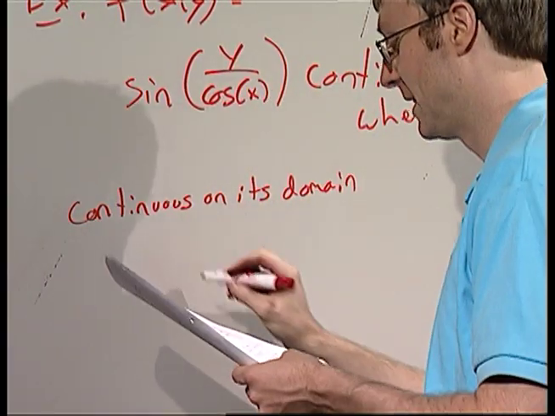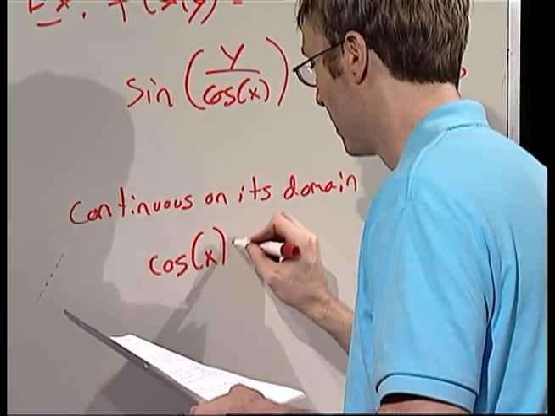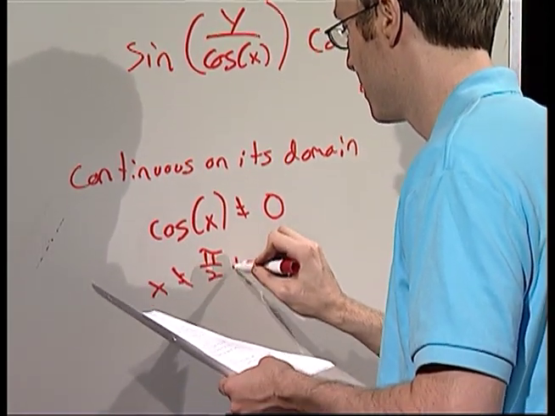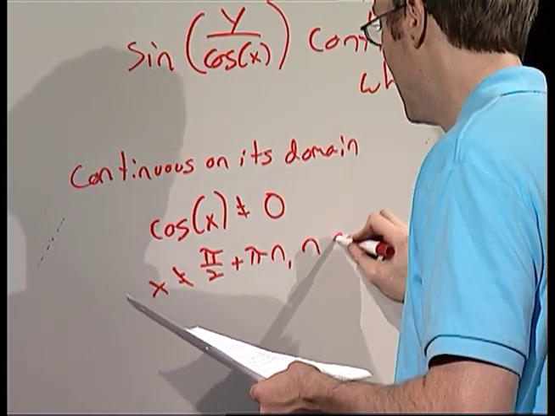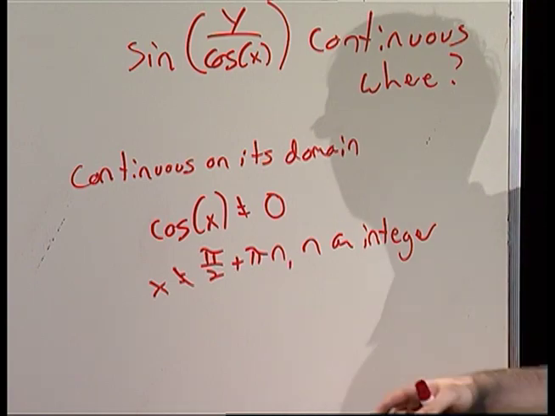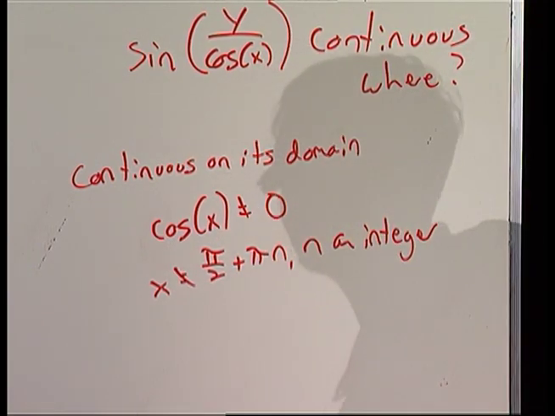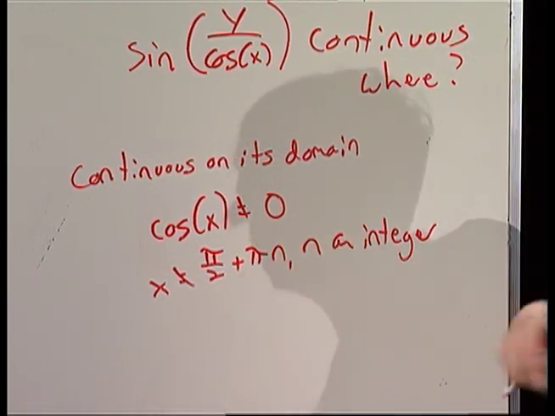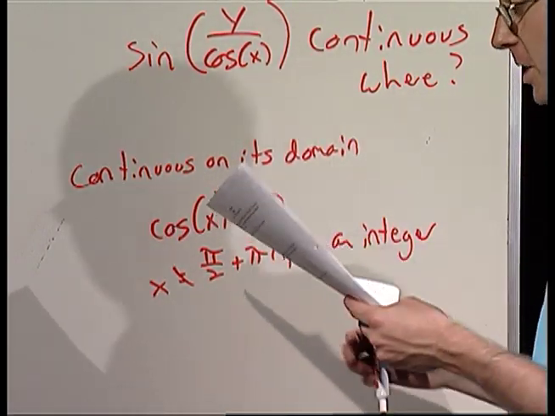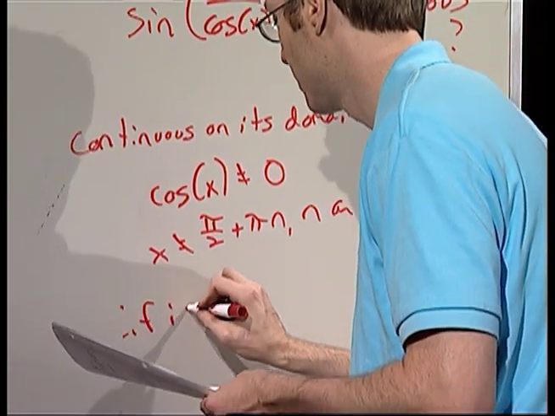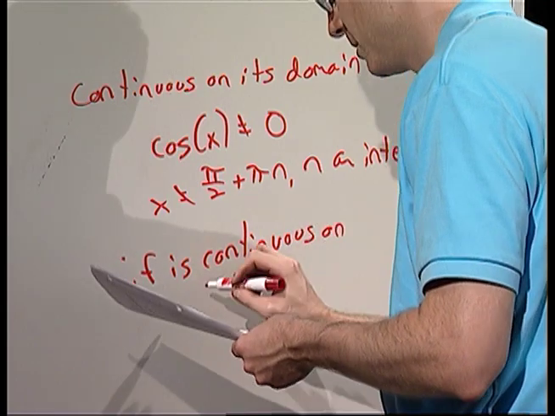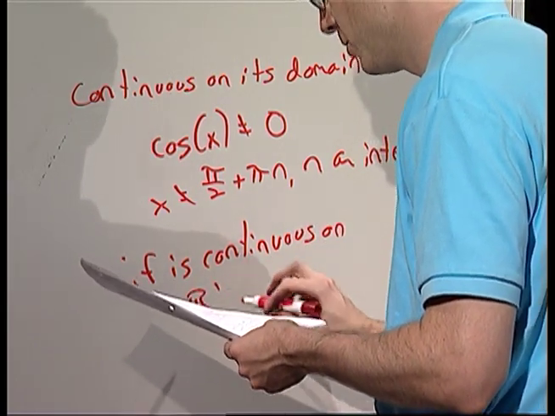When cosine x is not 0. Cosine x not equal to 0. This means x is not equal to pi over 2 plus pi n, n an integer, right? Remember, these are all the odd multiples of pi over 2, right? Pi over 2 plus pi is 3 pi over 2. Pi over 2 plus 2 pi is 5 pi over 2. Pi over 2 minus pi is minus pi over 2. So as a consequence, f is continuous almost at every point except for these issues.